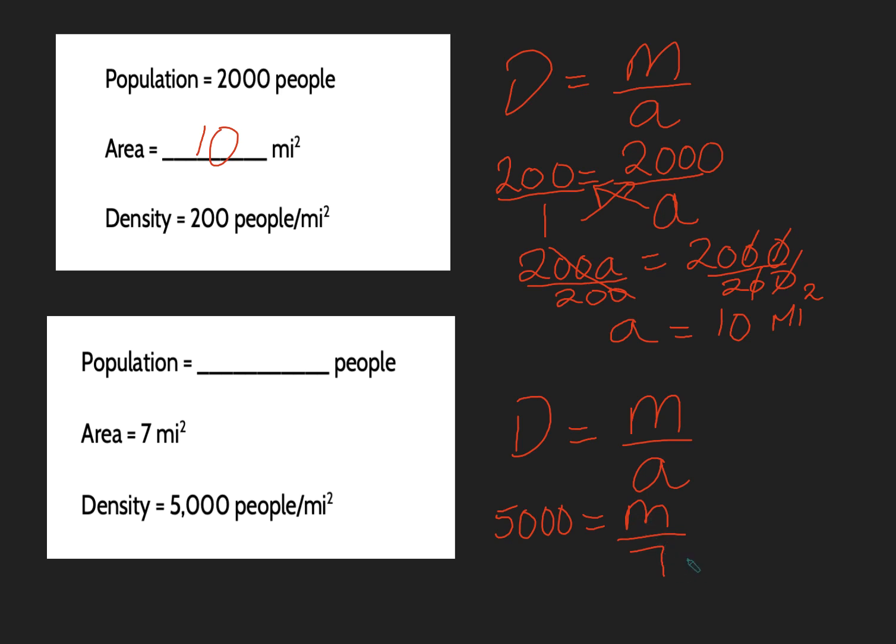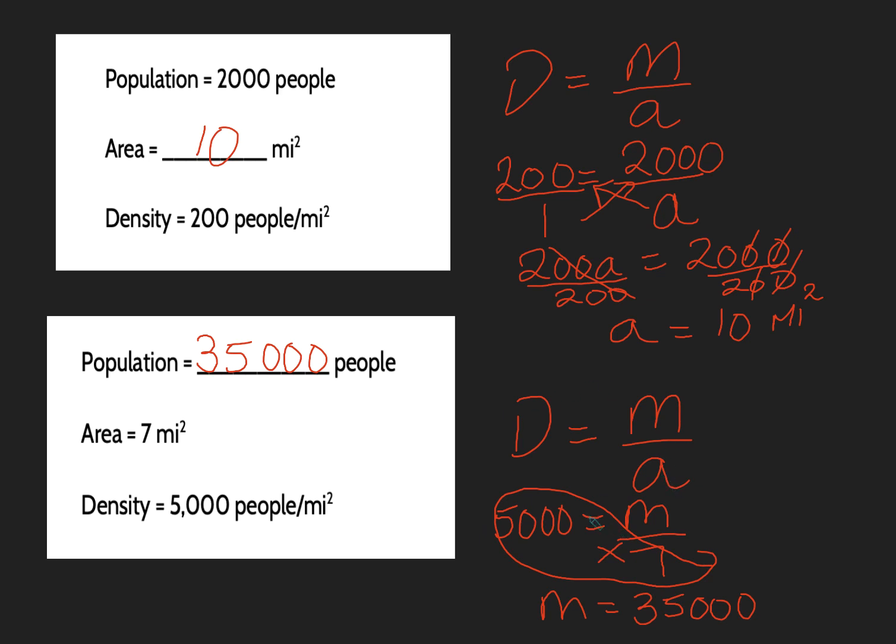And I tell my students, remember from one step, and they'll say, yeah, we remember. I say, when it looks like this, guess what we do? And they all say, yep, we multiply. So when you multiply, your mass equals 5,000 times 7, and that would be 35,000. So the population here would be 35,000 people. And again, we can check it. Take the mass, divide it by the area, and you will surely get 5,000 people per square mile.